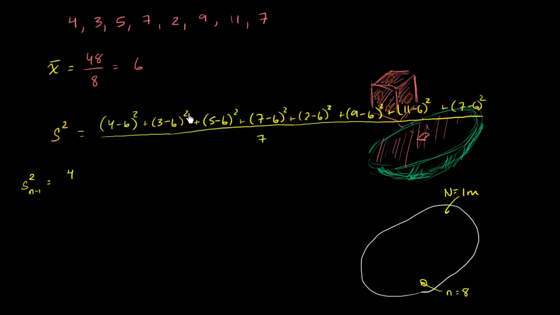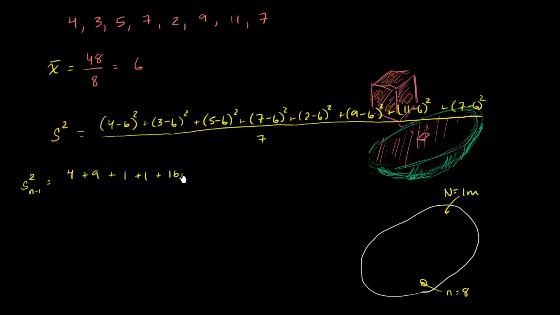3 minus 6 is negative 3. That squared is going to be 9. 5 minus 6 squared is 1 squared, which is 1. 7 minus 6 is once again 1 squared, which is 1. 2 minus 6, negative 4 squared. Negative 4 squared is 16.